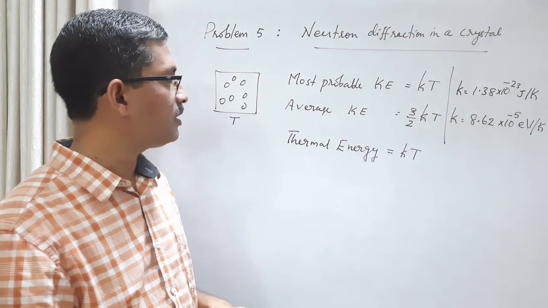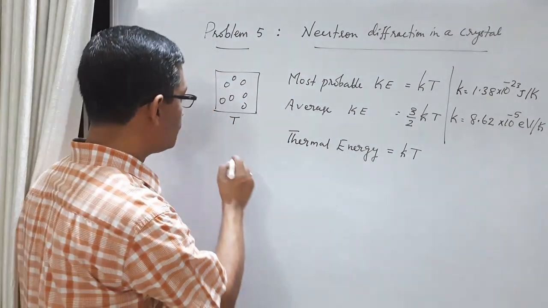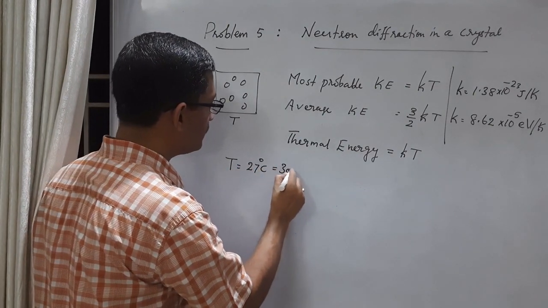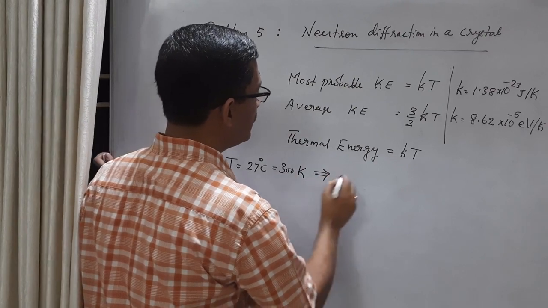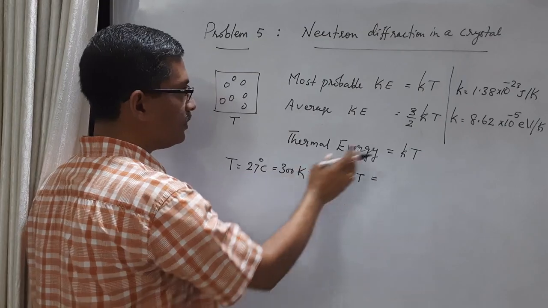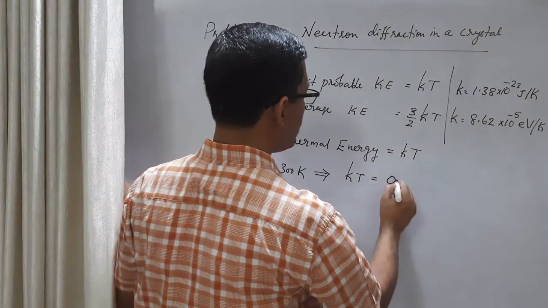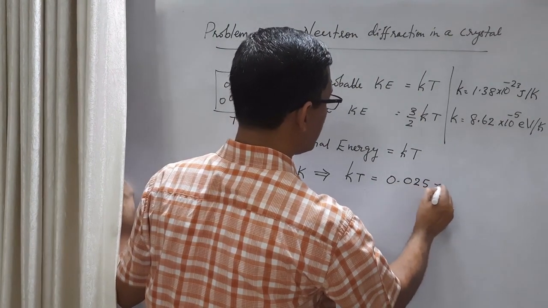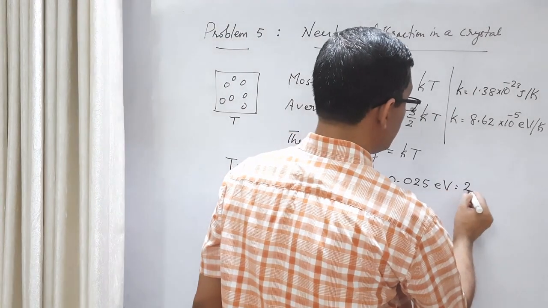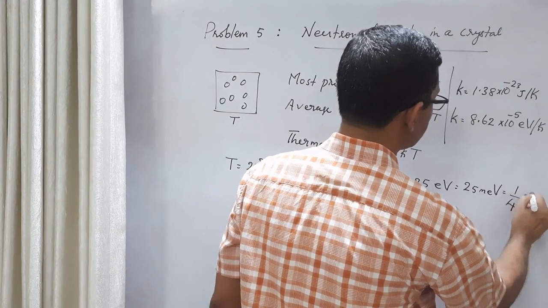Let us calculate the thermal energy of a collection of particles at room temperature. Suppose the temperature is 27 degrees Celsius, which is 300 Kelvin. Then this thermal energy, if we substitute the value of k in electron volt per Kelvin and this 300, is 0.025 electron volt, which you can remember as 25 milli electron volt or 1 by 40 electron volt.